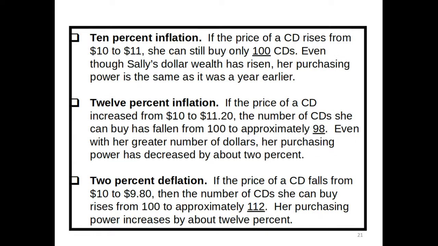If there was 10% inflation, the price went up to $11. She can still buy 100 CDs after the end of the year. She's no better off. Her purchasing power is the exact same. But let's say there was 12% inflation. Now, she actually can buy fewer CDs than she could before she put her money in the bank for that year. And if there's deflation, prices falling, that's always helpful for a consumer. Then we see that she can buy 112 CDs. Her purchasing power went up 12%, right? She got a 10% rate of return plus the 2% deflation, 12%.